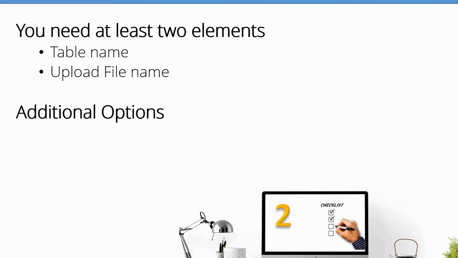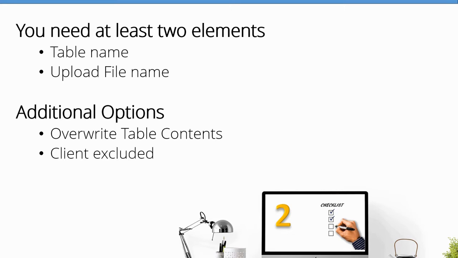The first one is the ability to overwrite table contents. So this will give us the option to either modify the internal table or to overwrite it with the data in the file. Next is the client excluded checkbox.